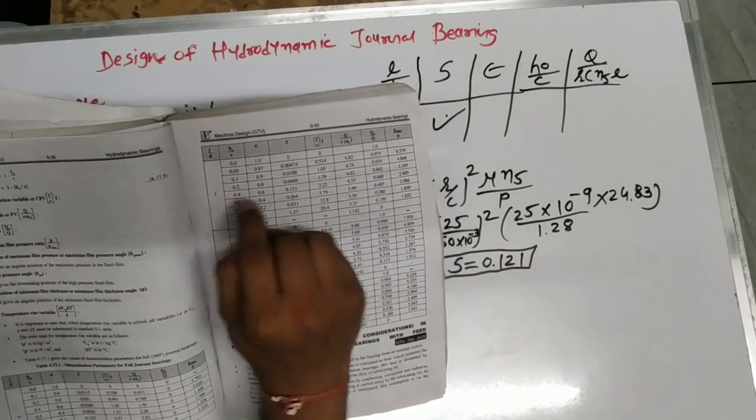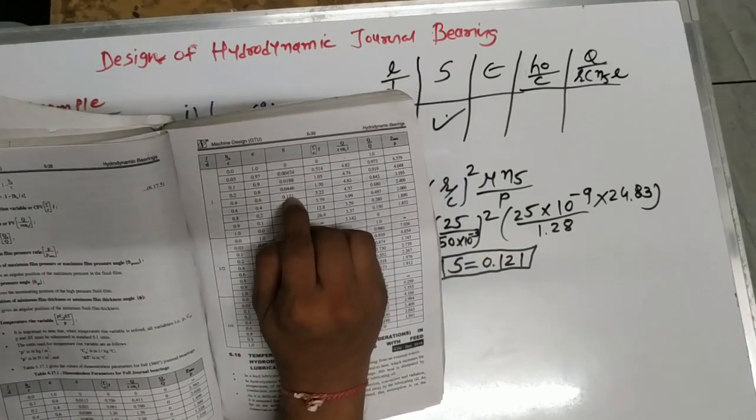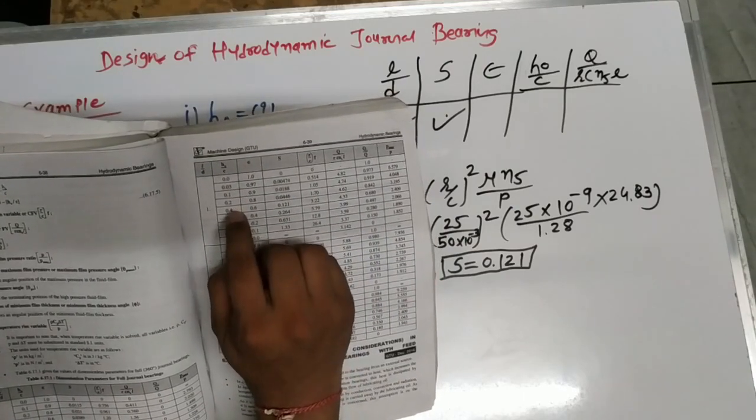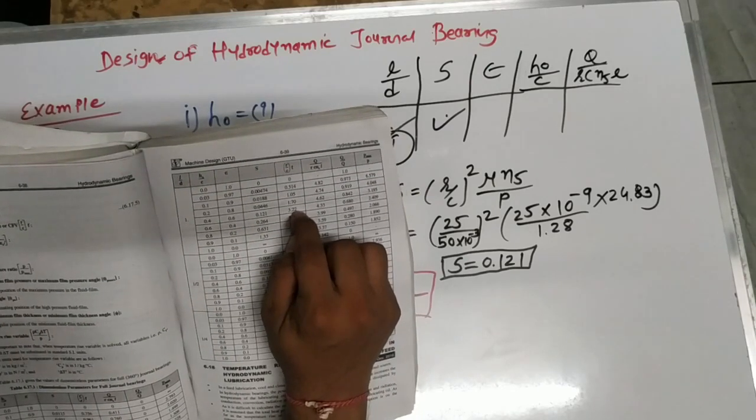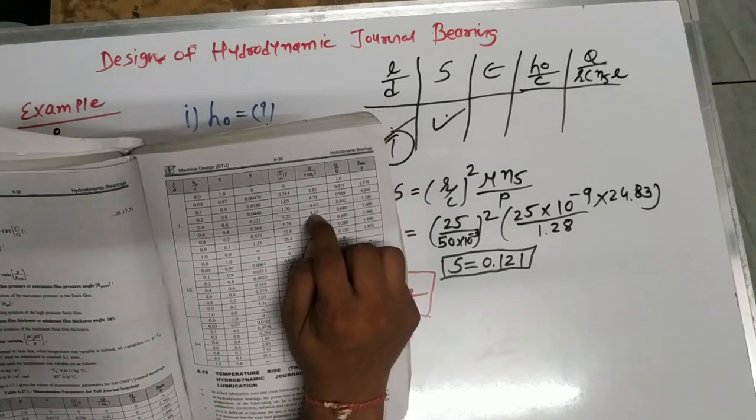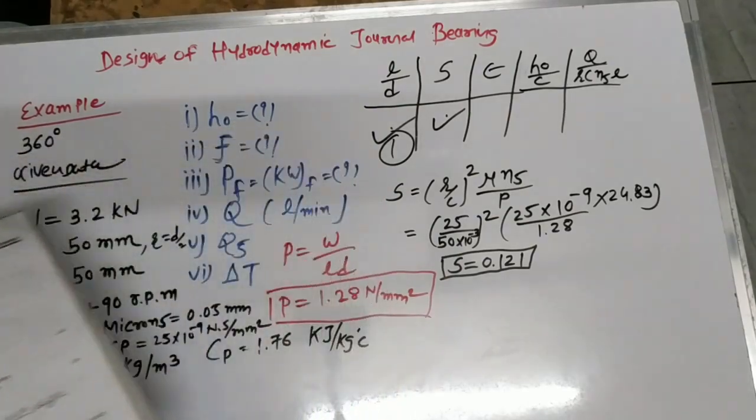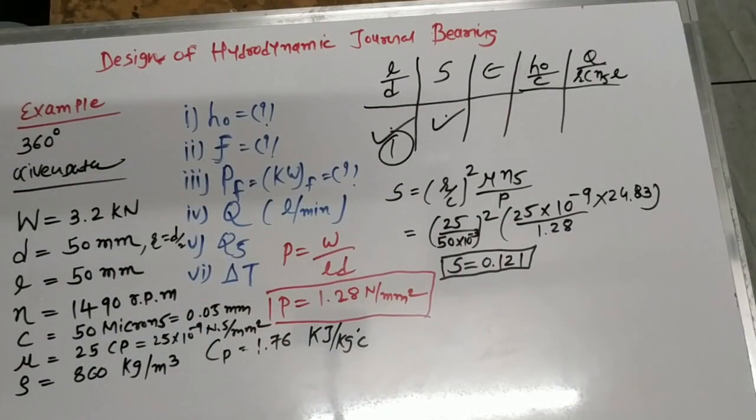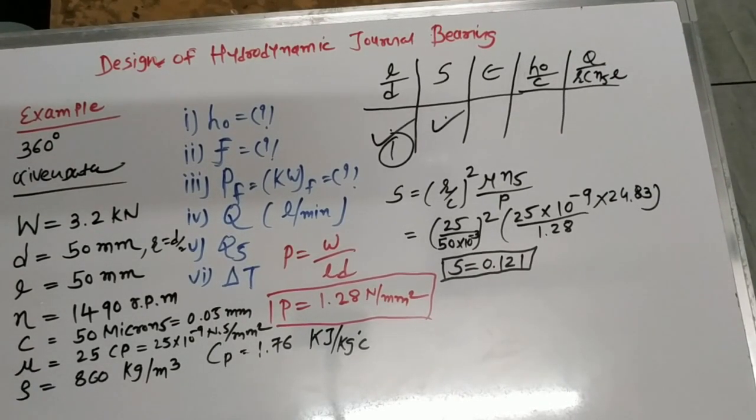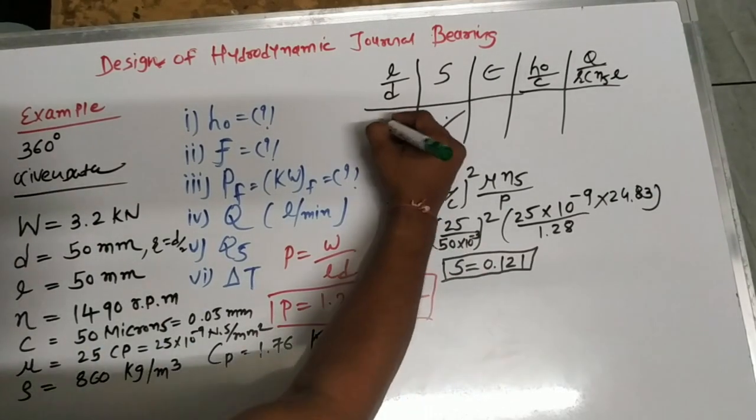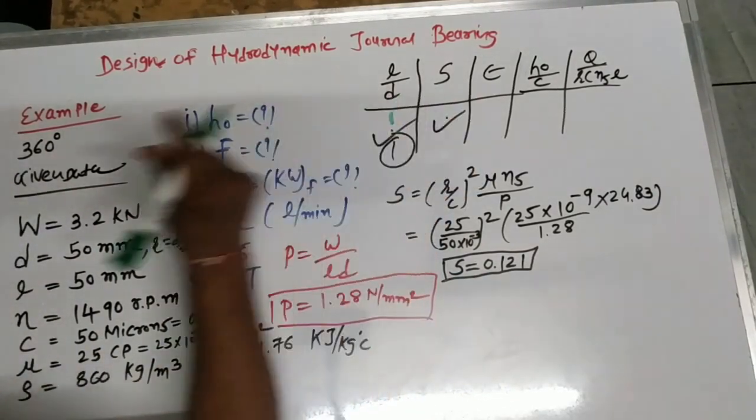For L by D ratio 1 and Sommerfeld number 0.121, we have H0 by C, you can see here, 0.4, R by C into F, that is 3.22, Q upon RC NSL, that is 4.33. All this data we get from the design data book. So let me write the data from the design data book as I have shown over here. So L by D equal to 1, that I have already mentioned.